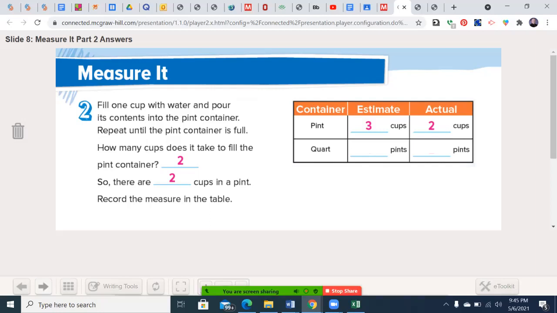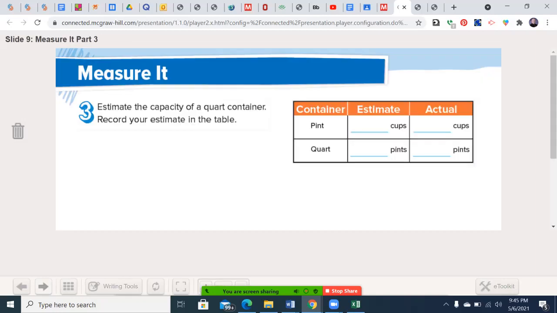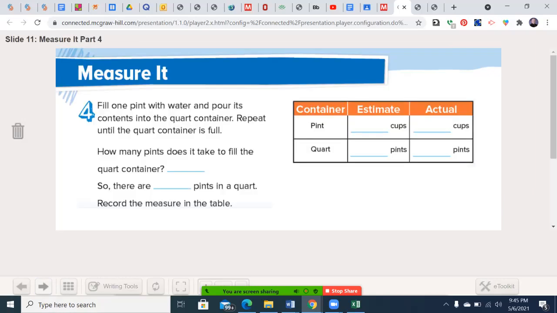All right, moving forward. How about the quart container? The guess was 4 pints in a quart. The reality: 2. So let's put all 2s again. And just remember, 8 ounces is a cup, 2 cups is a pint, 2 pints is a quart, and 4 quarts go into a gallon 1 time. So I have those written in.